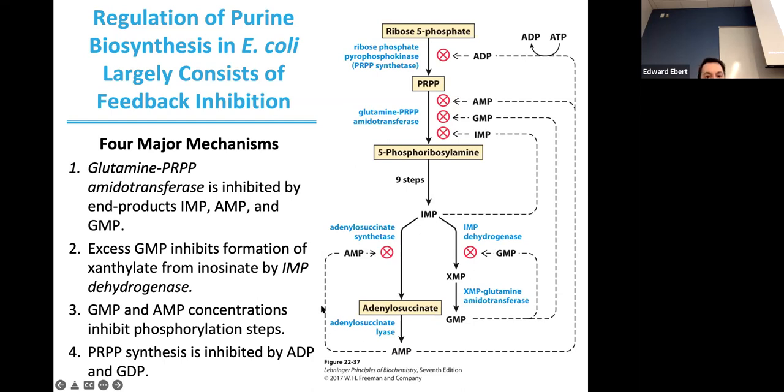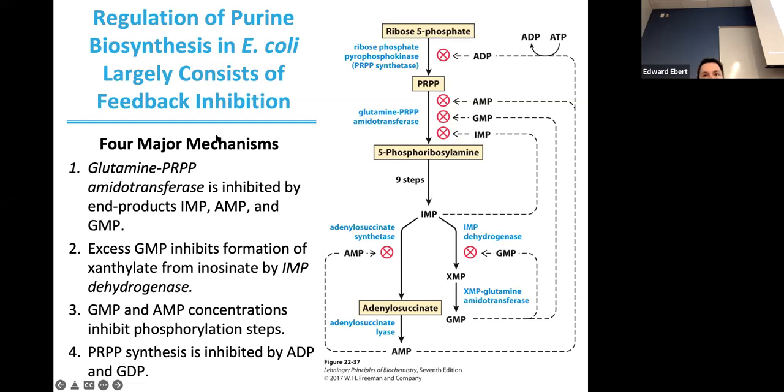The same way AMP will do the same thing. If we have excess AMP, it'll feed back and shunt stuff over into GMP. Both of those, if they have high concentrations, can go back and inhibit the phosphorylation steps. And then once we add another phosphate group to AMP and GMP, so we have ADP and GDP, they can go back and inhibit the very first enzyme in the pathway.